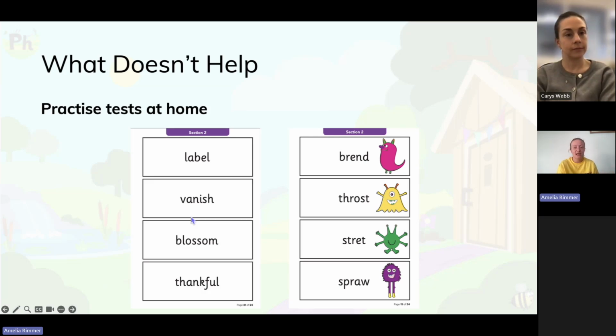And then in the real check, it will be different unseen words that no one can practice, so they won't be as successful there as what they could be. Unless the teacher asks you to, please don't do practice tests at home. The teachers may ask you to in certain circumstances for certain children.